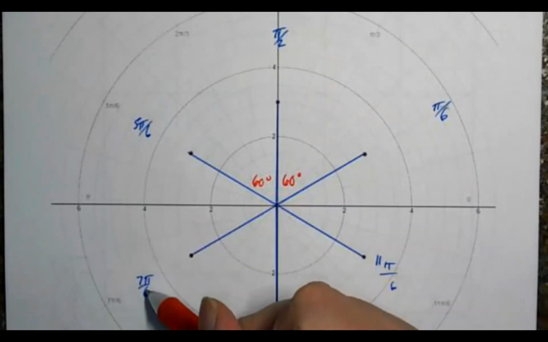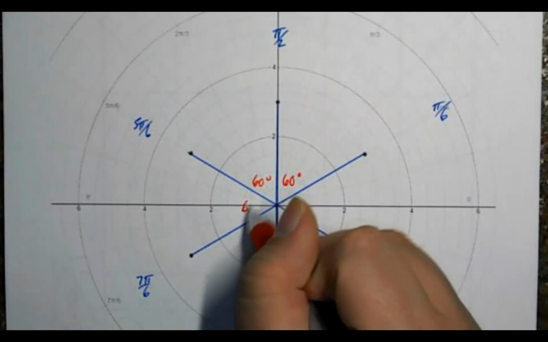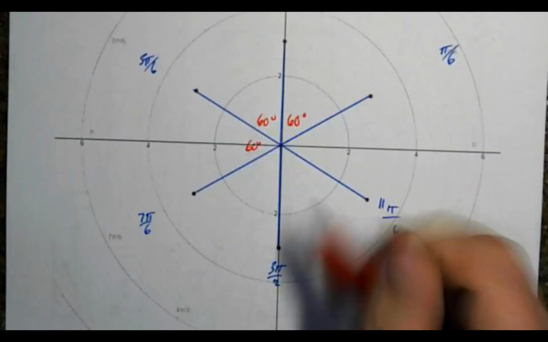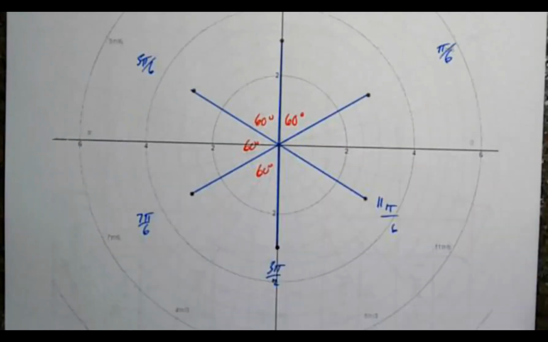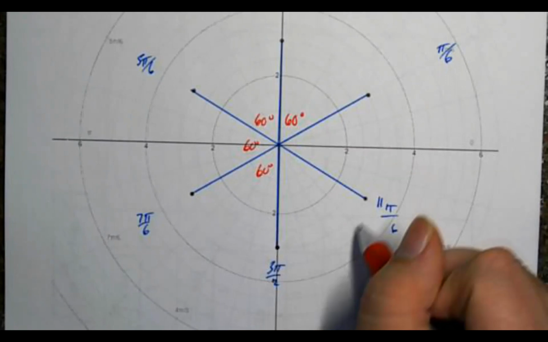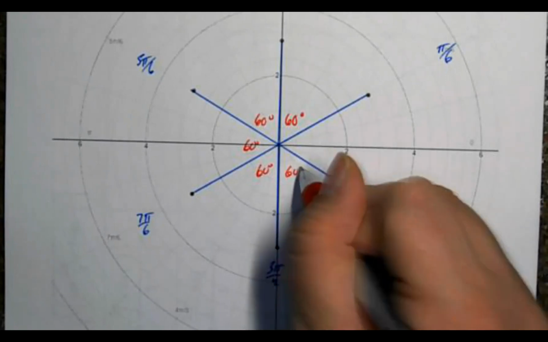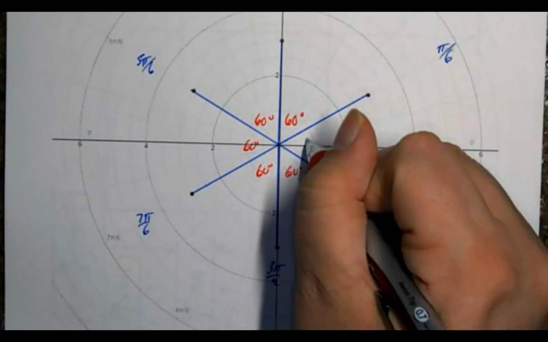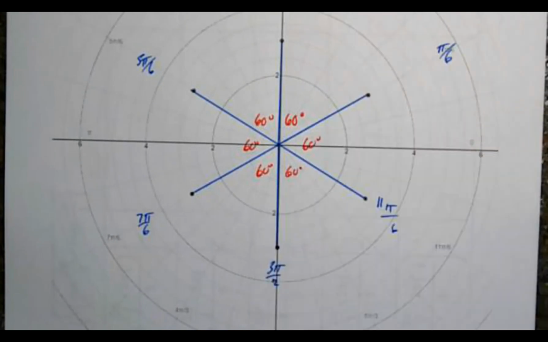150 to 210, 60 degrees. 210 to 270, 60 degrees. 270 to 330, 60 degrees. And 330 degrees back to 30 degrees is 60 degrees.